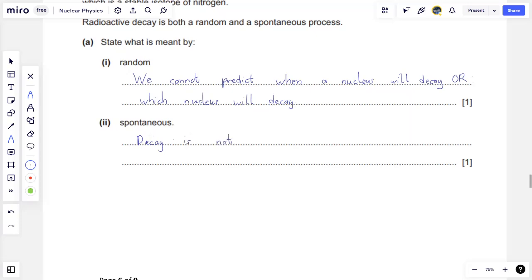So I'm going to say the decay is simply 1 mark. I don't need to write stories about my grandmother's sister's cat's dog, but I just need to make sure that my important points are in. So the decay is not affected by external factors. I can take this nucleus that's going to decay, throw it in the oven, it's not going to affect the decay. I can throw it in the refrigerator, it's not going to affect the decay. That's what spontaneous means. It's not affected by external factors.